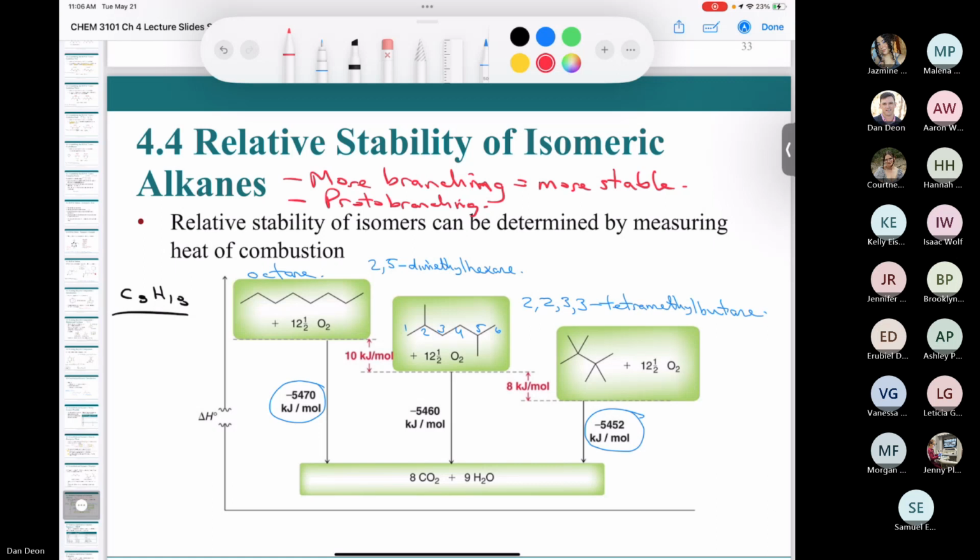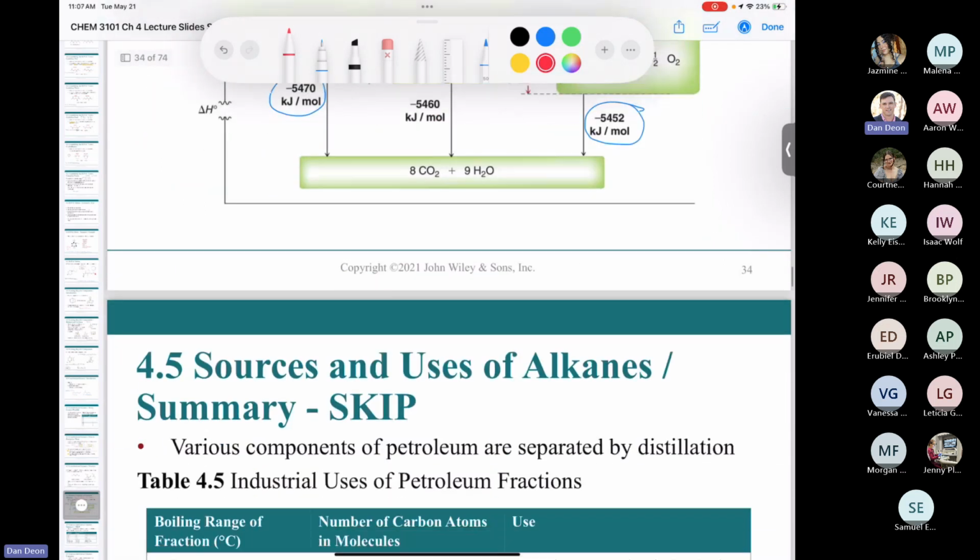And so when you buy gasoline and you see octane on it, what you're paying for is more branched hydrocarbons. But anyhow, I digress. I'm not going to ask you about that.